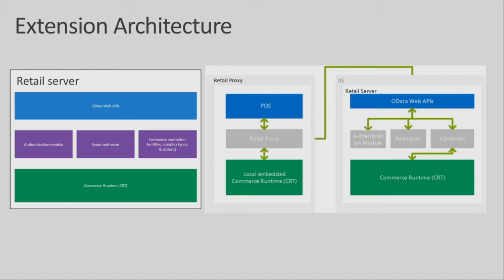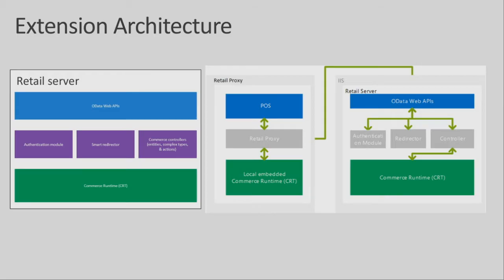Then there is the retail server. Suppose you are doing something like a new customer scenario, say your own warranty management scenario or your own delivery management scenario. POS needs to understand that API and call it, right? All your business logic will be in CRT, but POS always talks to the retail server, right? So you need to create a retail server extension, which internally calls the CRT.